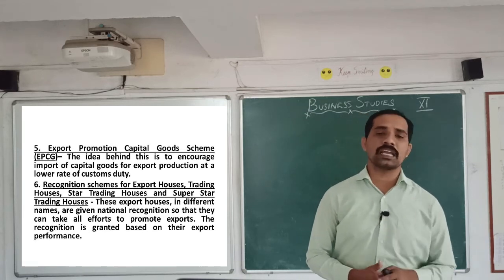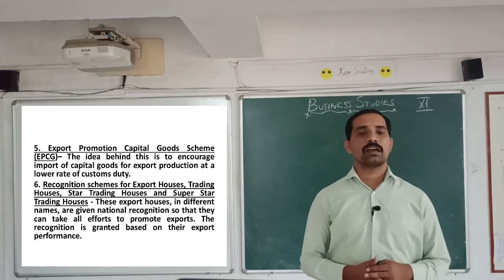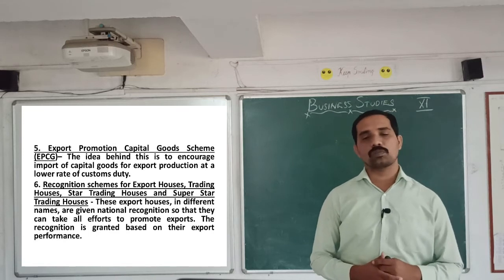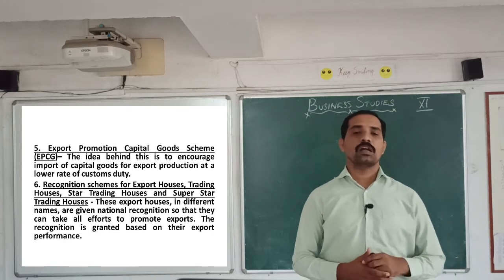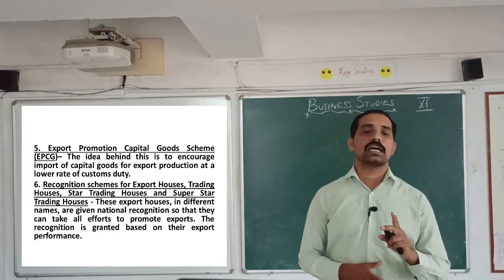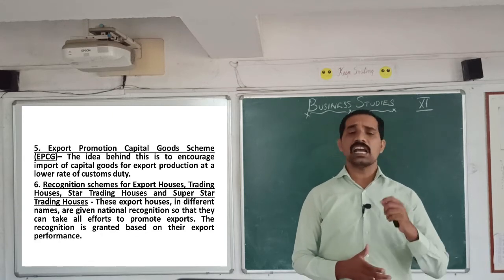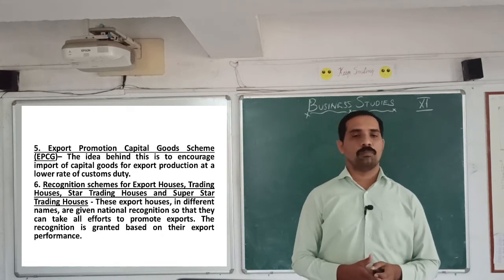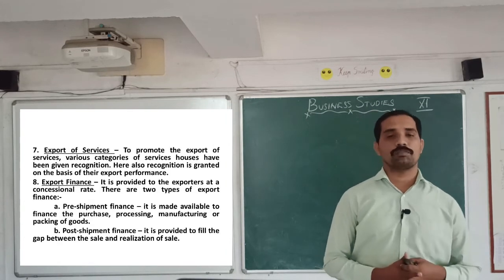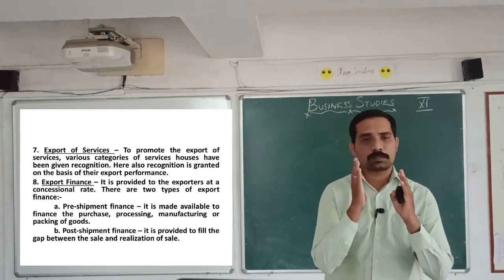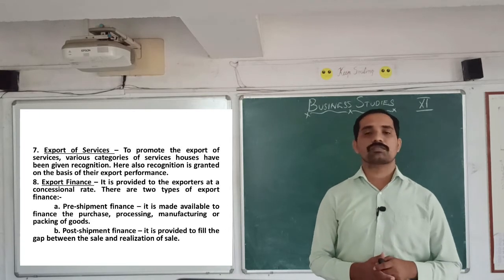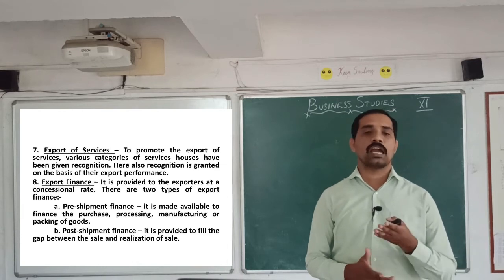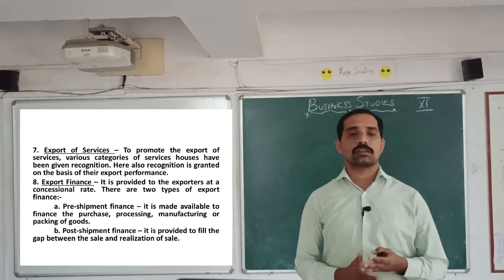Okay, and then recognition scheme for export house, trading house, star trading houses and superstar trading houses. See, these exporter houses in different names are given national recognition, so that they can make all efforts to promote export. So the recognition is granted based on their export performance. And the next one, export of services. Actually, to promote the export of services, various categories of services also have been given recognition. Here also recognition is granted on the basis of their export performance.